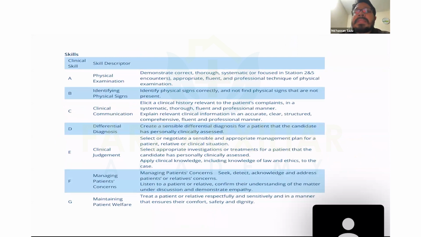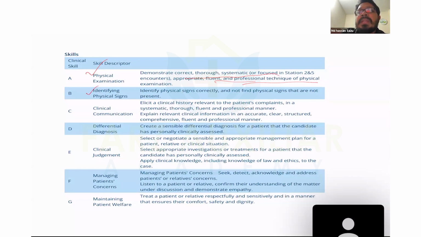We need to pass the examination, like the PACES exam. We need to pass the skills actually. You have 7 skills you need to pass. That is physical examination. You can read it out through the website. So I will go to the further slides.